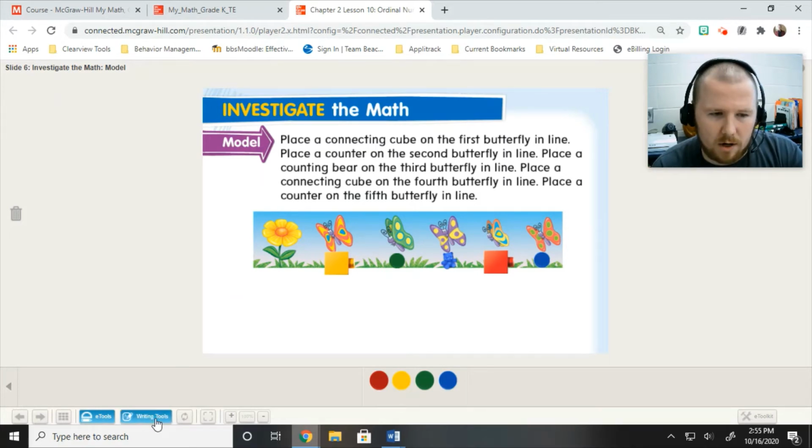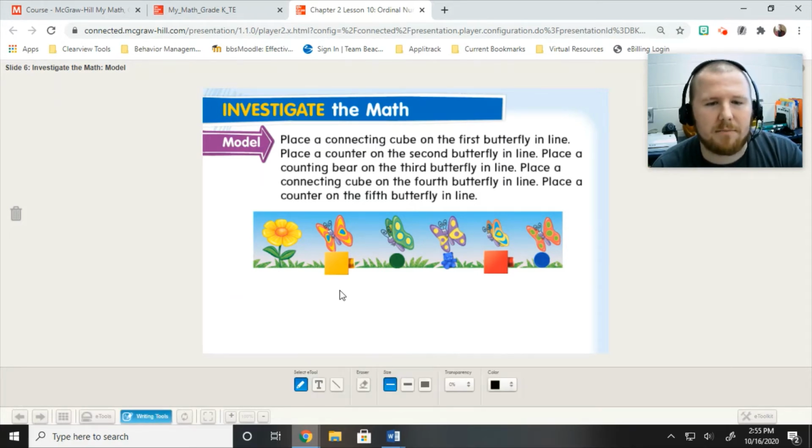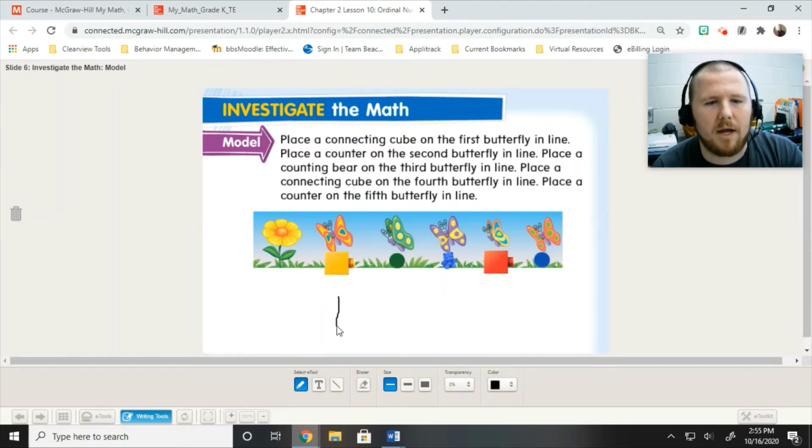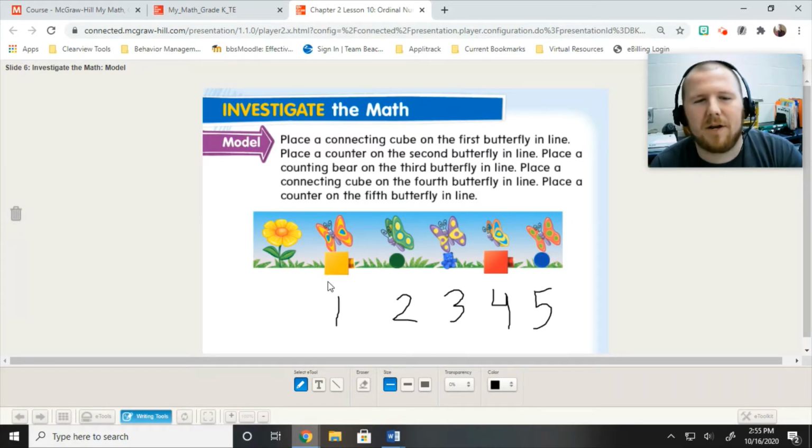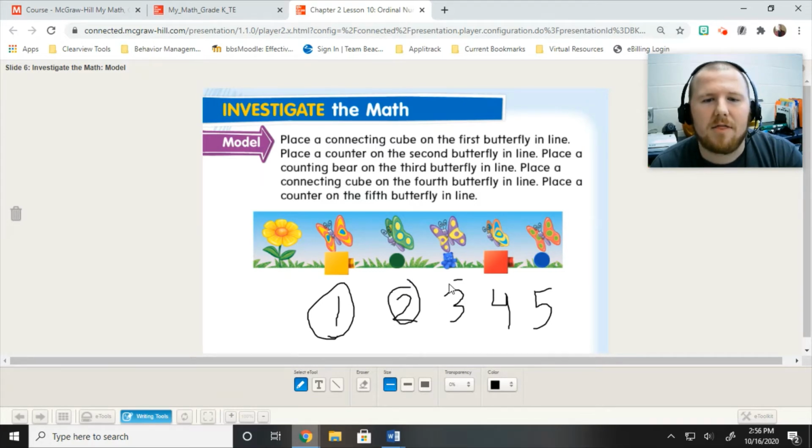Now we know our numbers, so if we counted the butterflies, we could count 1, 2, 3, 4, and 5. But that's not how we say them in line. We don't say he's 3 in line, or he's 5 in line. That's not how we say it. We say first, second, third, fourth, and fifth.